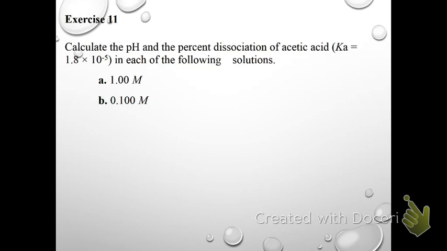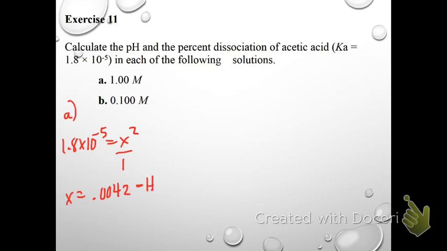Okay. So let's do this acetic acid. This is A. So it'd be 1.8 times 10 to the negative 5 equals x squared over 1. So then x ends up being 0.0042. Oh, it also wants the pH, right? So that's equal to your hydrogen concentration.